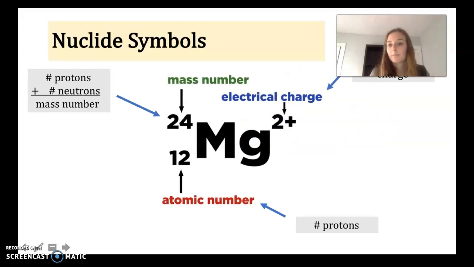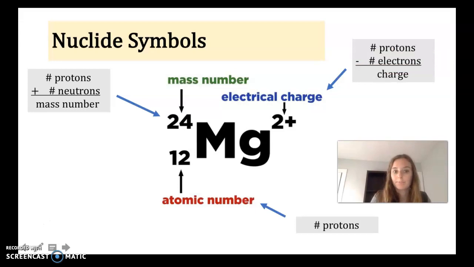Next, we're going to talk about something called the nuclide symbol. So sometimes we may write these nuclide symbols to help just tell someone the information that we have here. So it's really important that you have all these numbers written down. So pause the video and write these down. We have the element symbol, we have the mass number, the atomic number, and the electrical charge. And sometimes you're going to have to figure those out by yourself, so I've included the equations to help you figure those out as well.